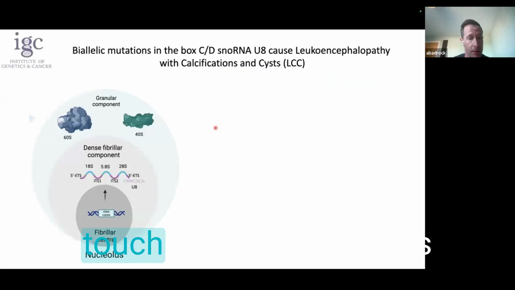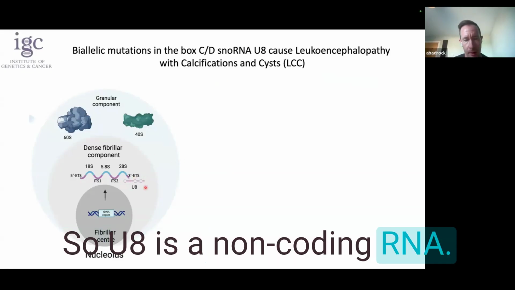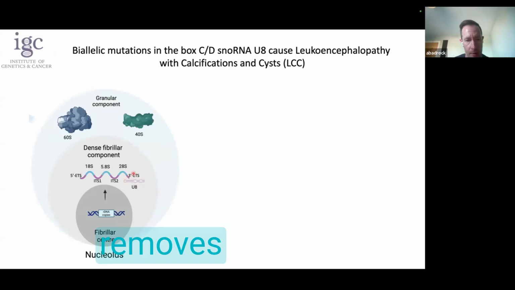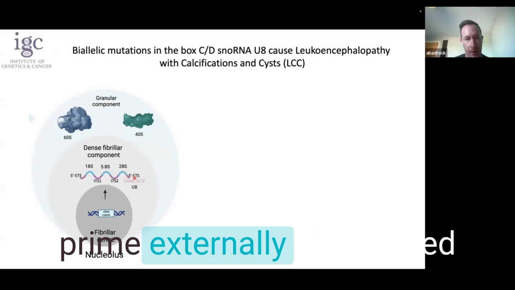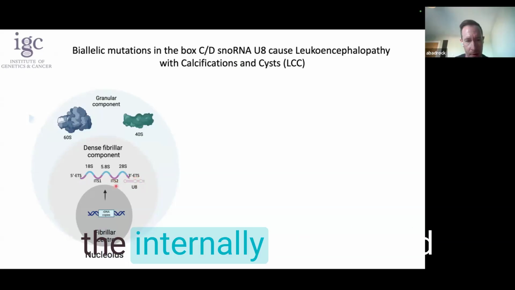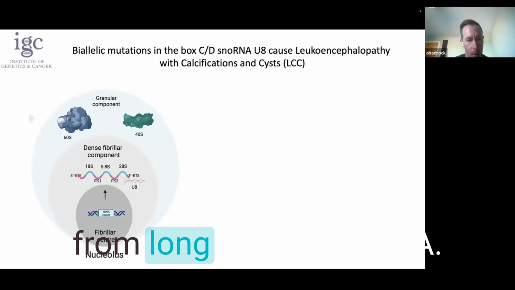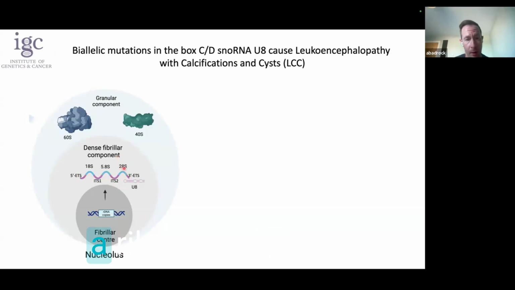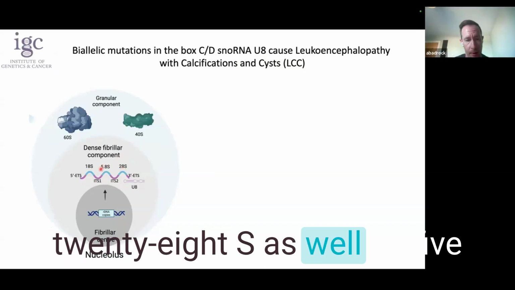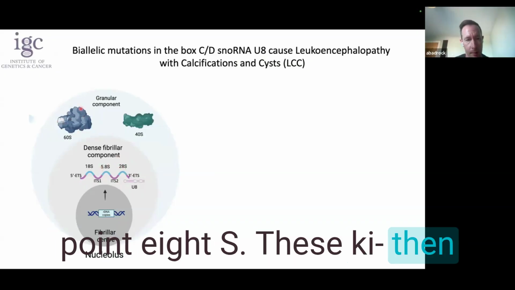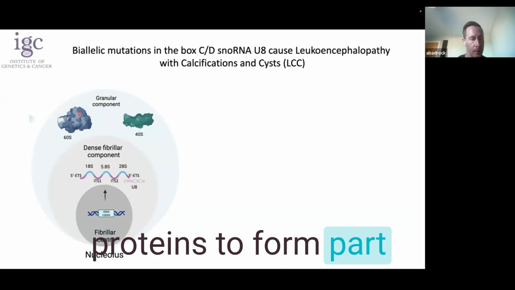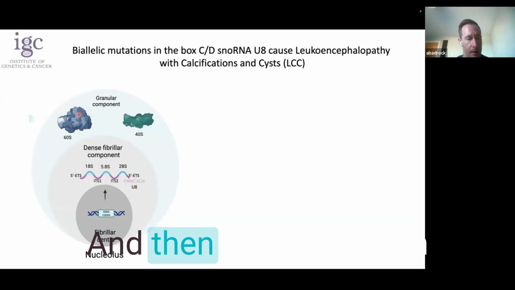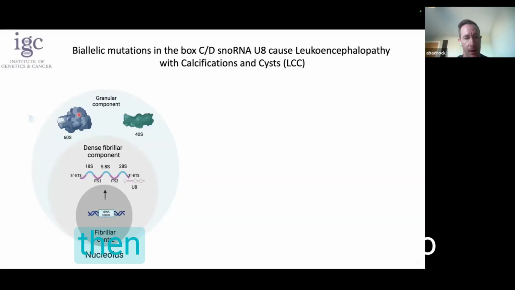So just very briefly to touch on some of what's already been said. U8 is a non-coding RNA. What it does is it removes some spacer sequences, called the 3' externally transcribed spacer sequence and the internally transcribed spacer sequence 2, from a long ribosomal RNA. This essentially generates ribosomal RNAs called 28S as well as 5.8S. These then combine with ribosomal proteins to form part of the ribosomal subunit. And then, as has been mentioned, ribosomes translate mRNA into protein, and they're very important for every cell in the body.